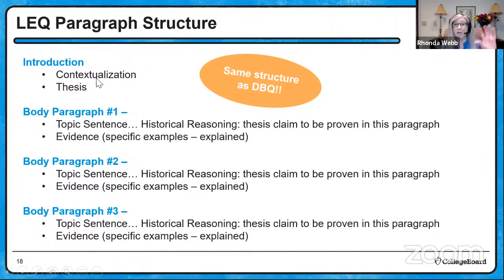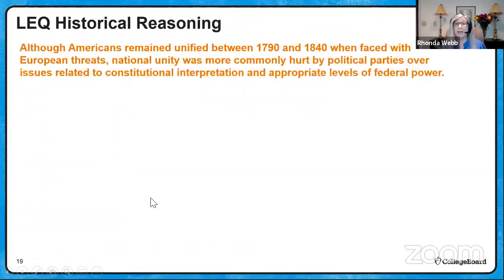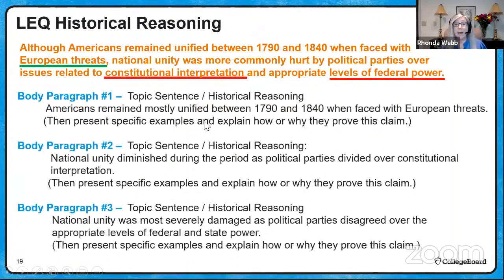So if I've got, here's my intro paragraph, then body paragraph number one, I'm going to have a topic sentence, then my evidence, and I explain it and tie it back. Same thing with body paragraph two and body paragraph three. Let me show you what that looks like. So if these were my three claims, then body paragraph number one, look at my topic sentence. Americans remain mostly unified between 1790 and 1840 when faced with European threats. Then I provide my examples. This is what I'm trying to prove within that body paragraph. So I'm talking about causation. Did it cause unity? Yes, I'm saying it did in this way.